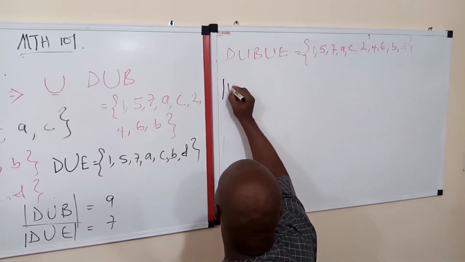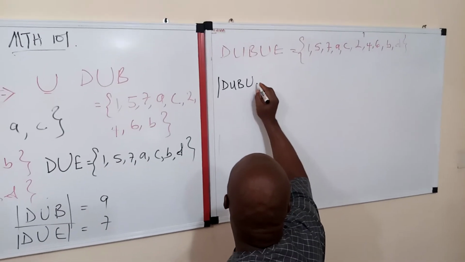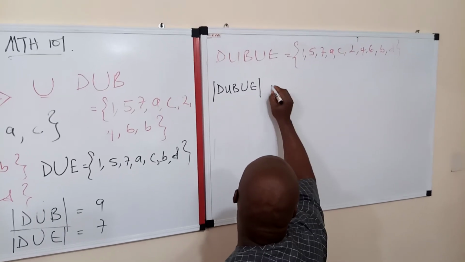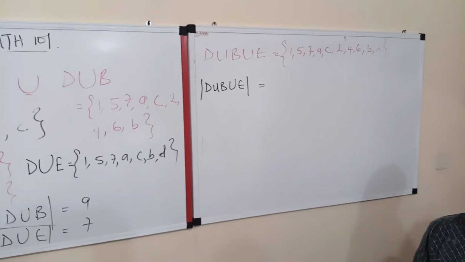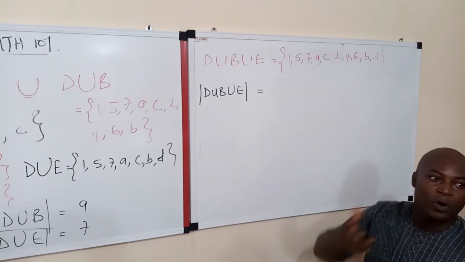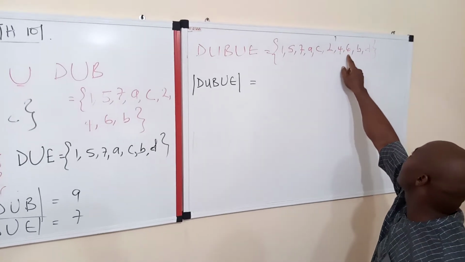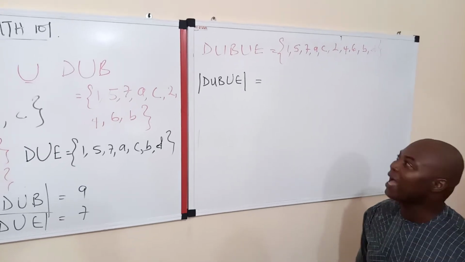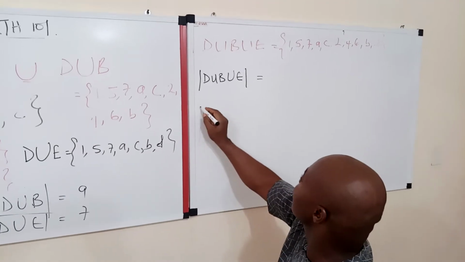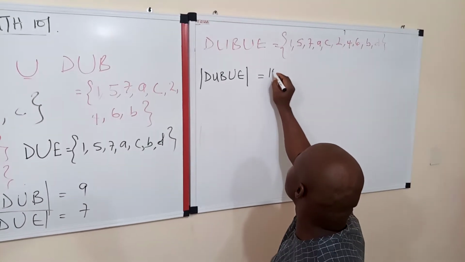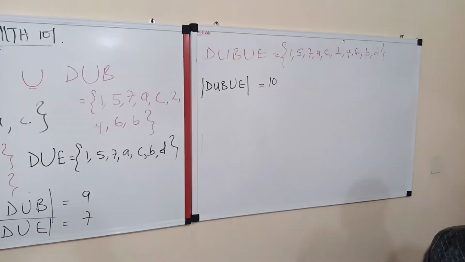So you say the cardinality of D union B union E. As we know, the cardinality is simply the size of the set. So the size of this set, we can just go straight away by counting 1, 2, 3, 4, 5, 6, 7, 8, 9, 10. You can see that the elements in the union of the three sets is 10. The cardinality is 10. But you can also use a formula, as we did in the case of the two sets.